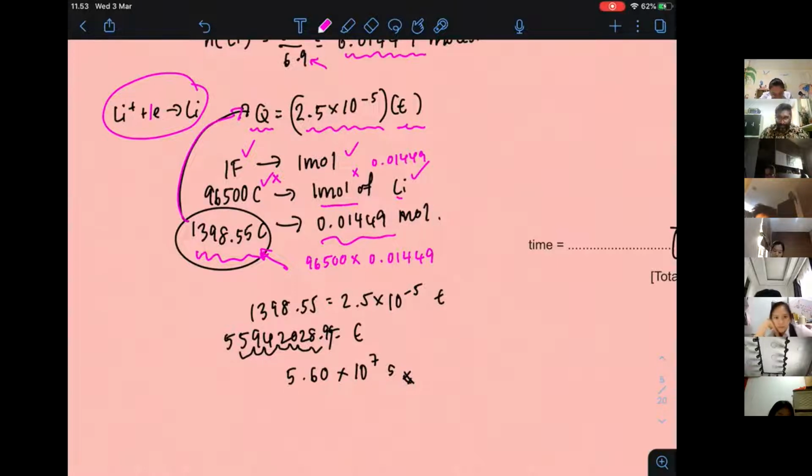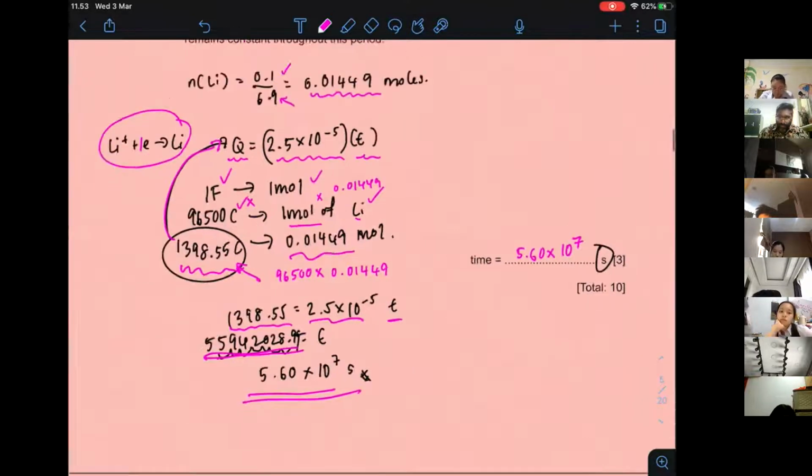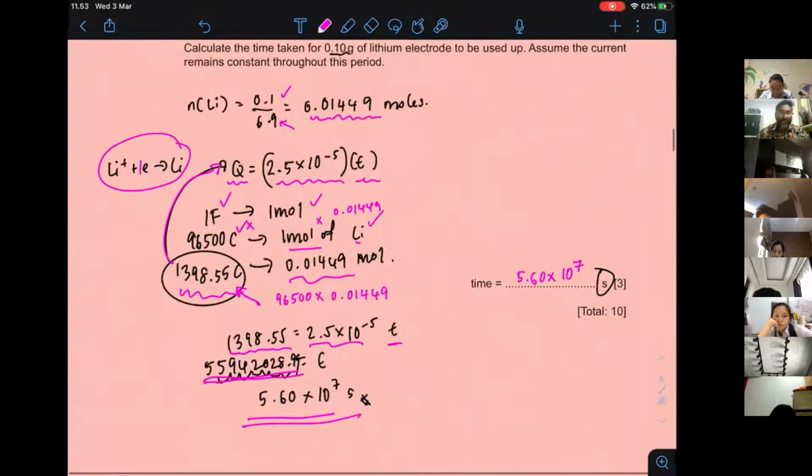So you just need to put 1398.55 equals to 2.5 times time. Calculate the time in seconds. This is going to be the seconds. When I calculate, I'm going to get this. Okay, I'll stop for a while for any questions.